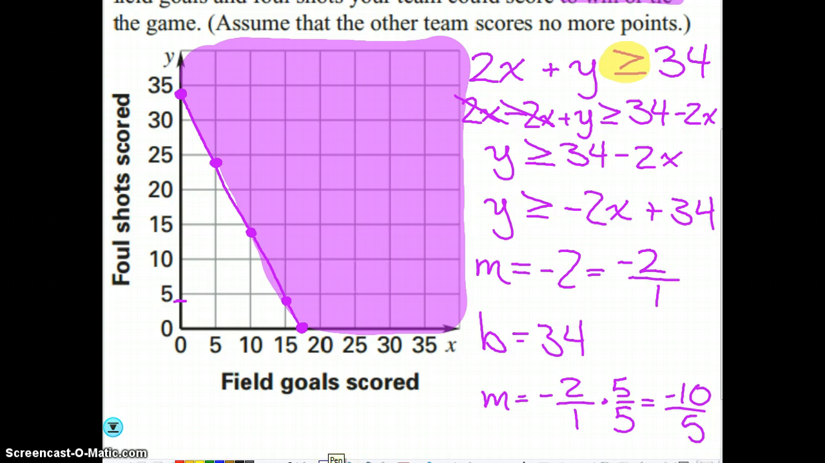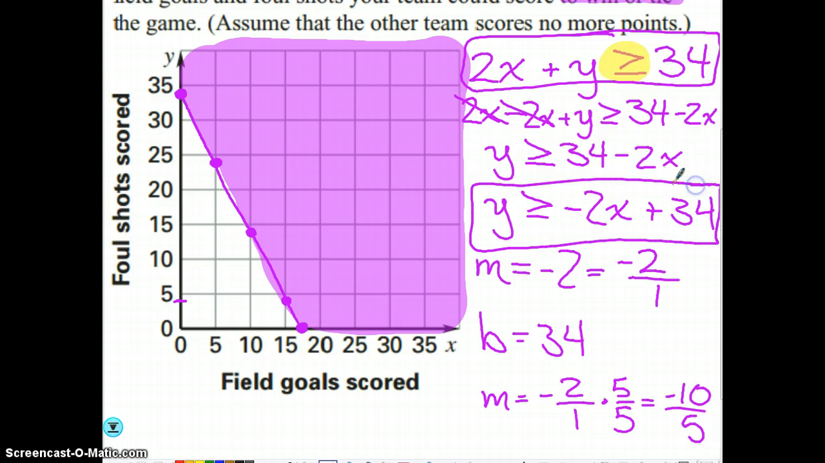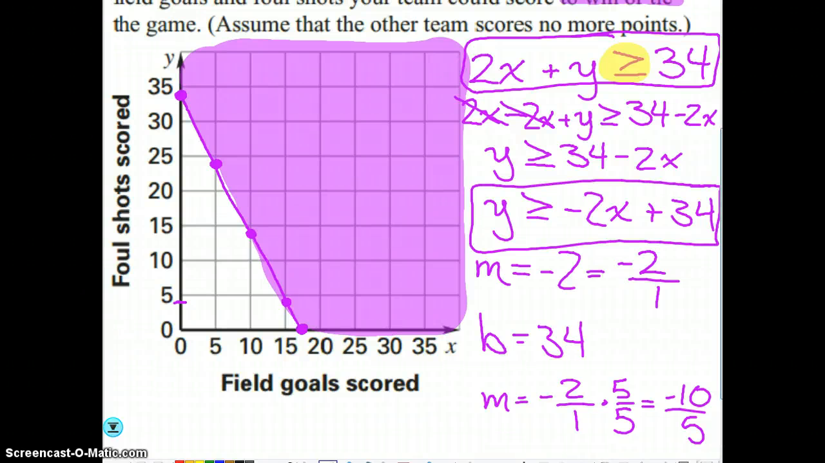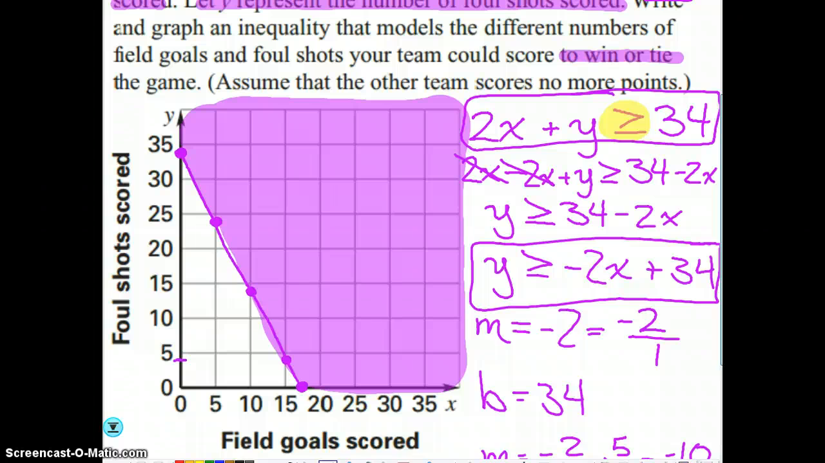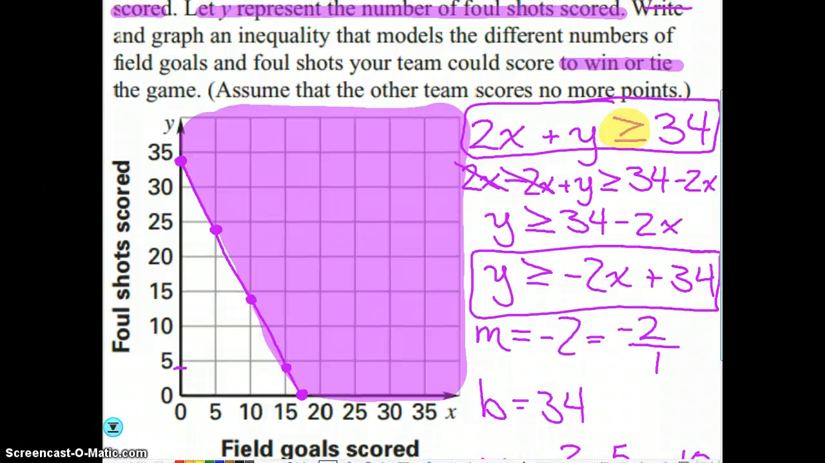So we were supposed to write and graph the inequality in two variables. Have we done that? Yeah, I would say we have, because we wrote the inequality right here. We solved it for y to get it into slope-intercept form, and we graphed it right here. Was that all you needed to do? Look back at the problem: write and graph an inequality. So since we did graph the inequality, the graph follows the different numbers of field goals and foul shots.